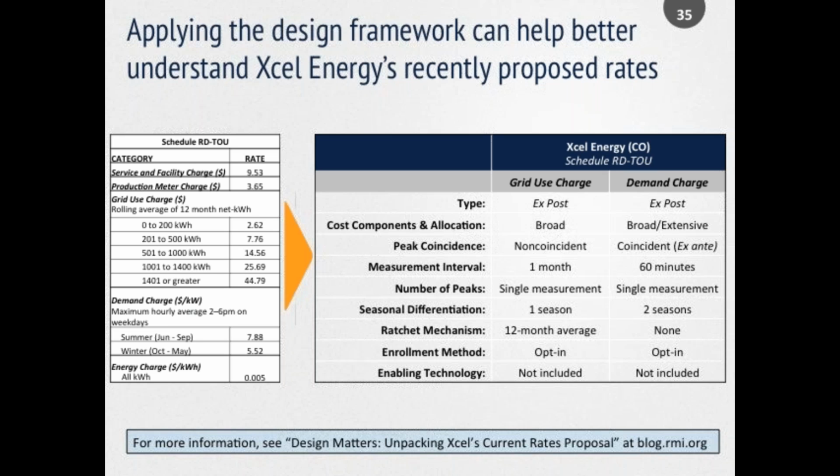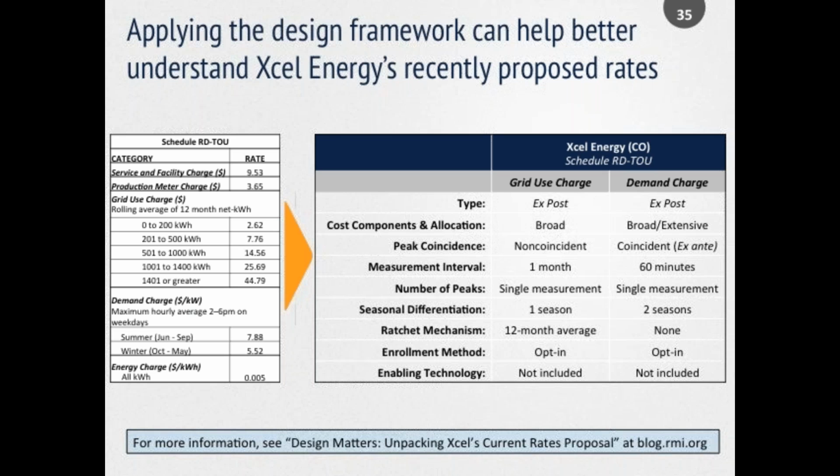Part of why this was interesting is that the Xcel proposal is kind of quirky. There are some weird things going on in it. It consists of a couple of different fixed charges or customer charges, what they call a grid use charge, a demand charge, and an energy charge, or a volumetric rate. In particular, this grid use charge is kind of interesting. The demand charge, obviously, is as it sounds, a demand charge. It easily fits into our framework. It's an ex post charge that includes an extensive number of costs. It's coincident with peak, with a 60-minute measurement interval, and so on.